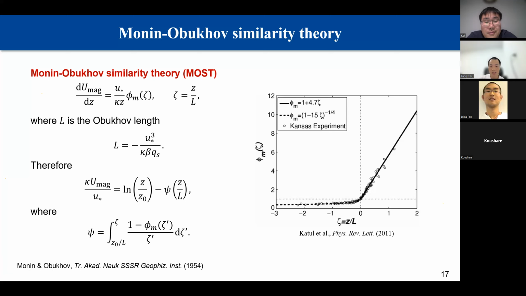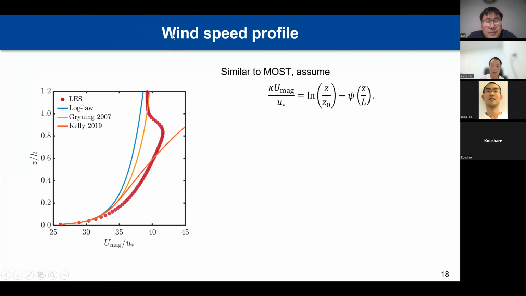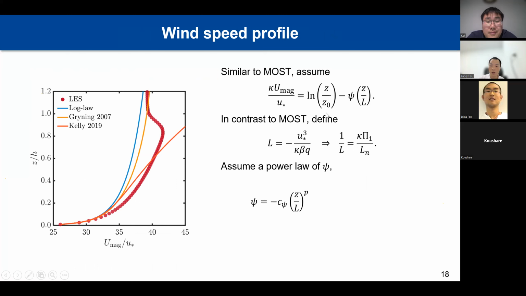So how can we use the idea of MOST to get a more accurate wind speed profile that is valid in the whole boundary layer? First, we assume the wind speed profile can be written in this form, like MOST, but in contrast to MOST, here we define L using the local heat flux rather than the flux on the surface. Then to determine the form of psi, we assume a simple power law for psi, and it can be written like this. So we only need to determine the power exponent.